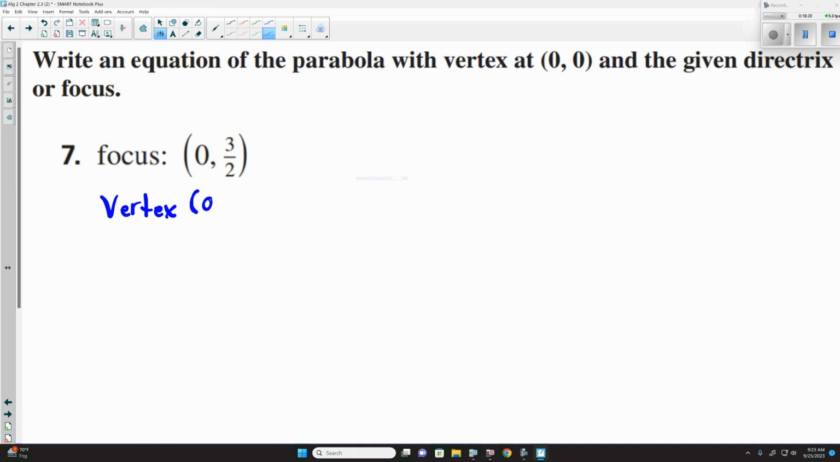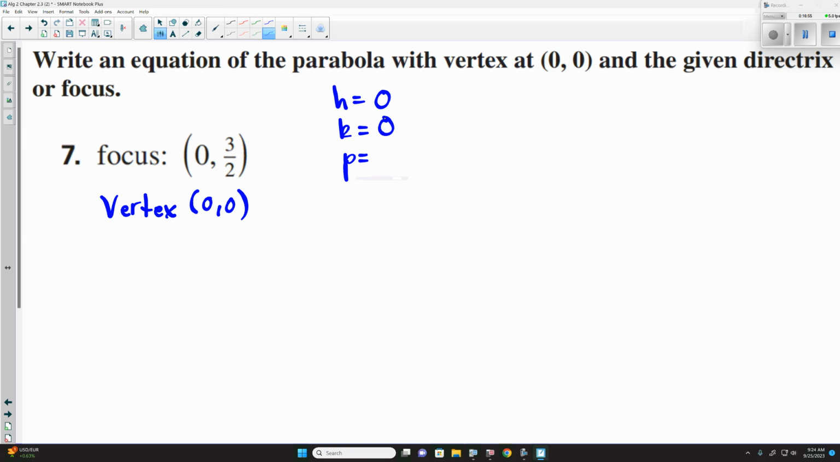Vertex is the point (0, 0). Now again, to find the equation, we need h, k, and p. The vertex tells us the h and k are 0, 0, yes? Now since we have the focus, we have to add that value of p to one of the two spots, the x spot or the y spot, the h or the k. And that'll help us determine which equation we have.